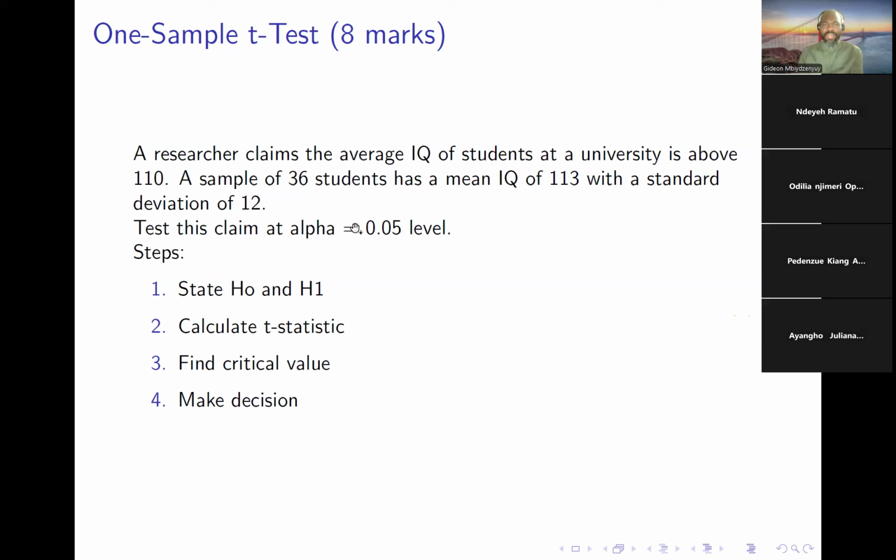This is 8 points that you should be able to get. So first, what is your null hypothesis? What is your alternative hypothesis?